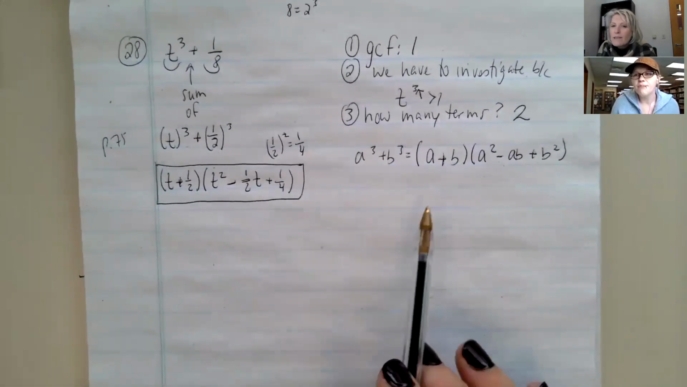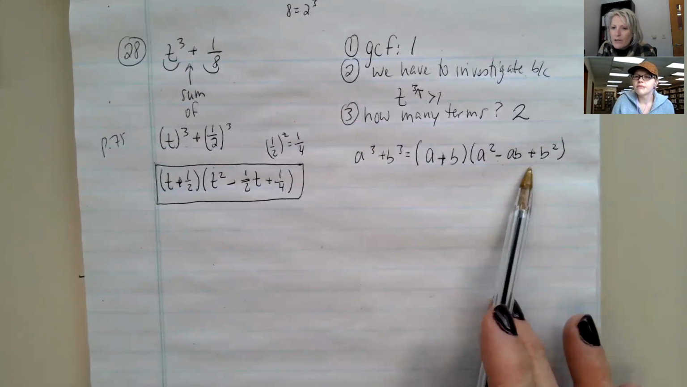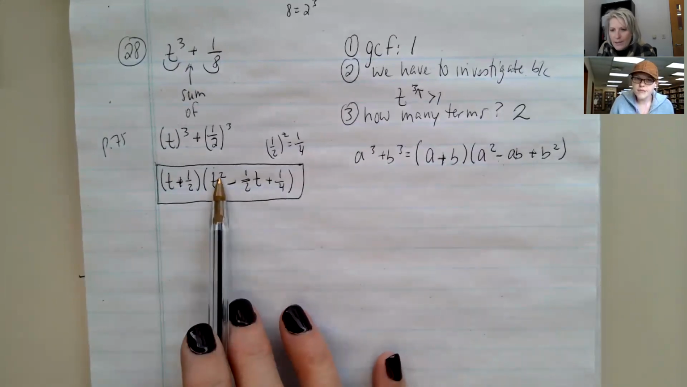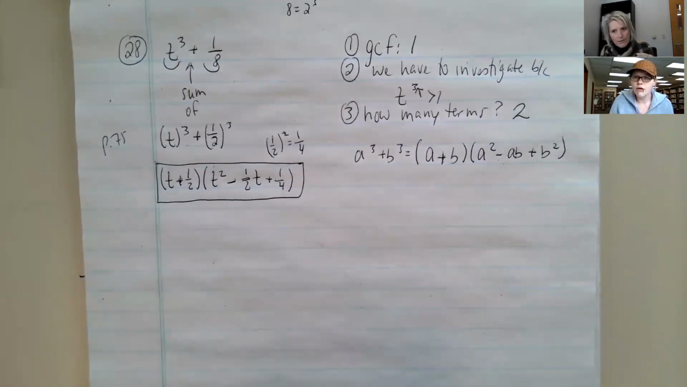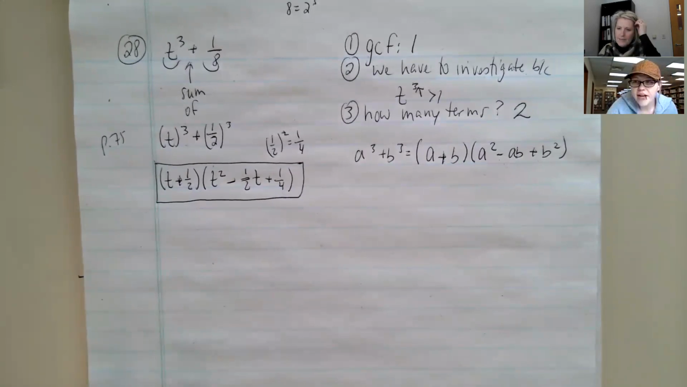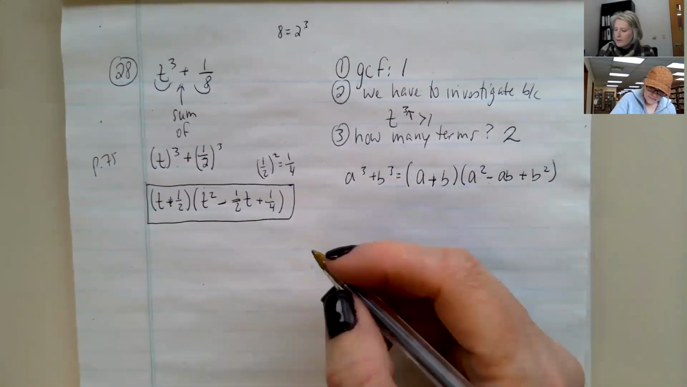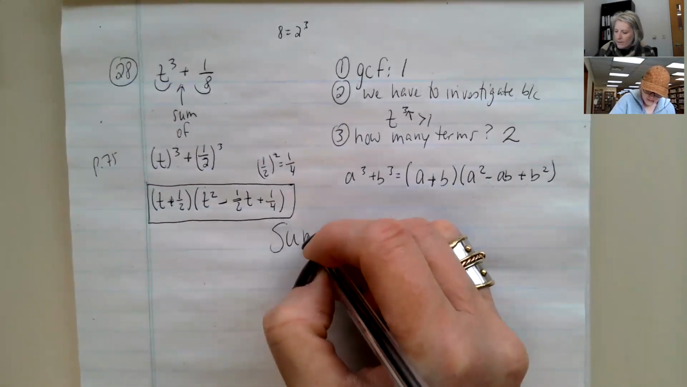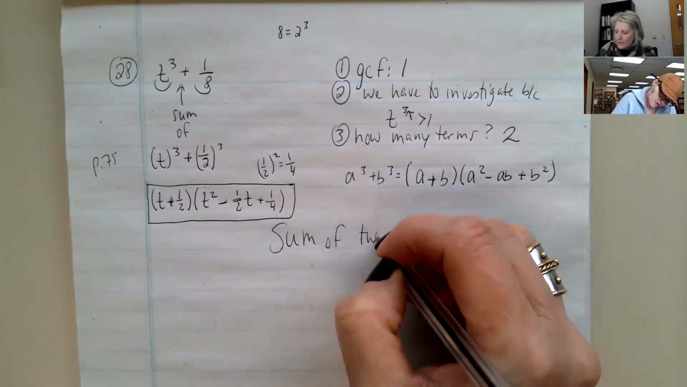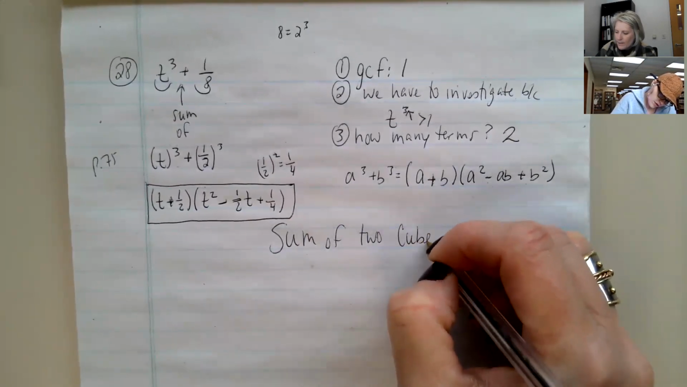Yep. Because this is the rule, we know we can't factor this thing any further, even though that's a t squared, because it's the rule. This is done. So this is the final answer then. Yep. So this is a sum of 2 cubes.